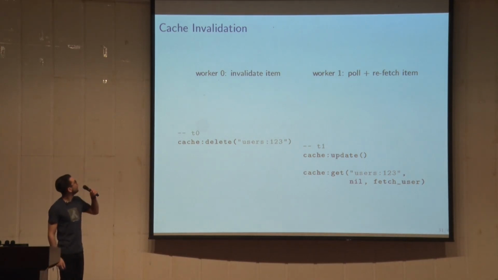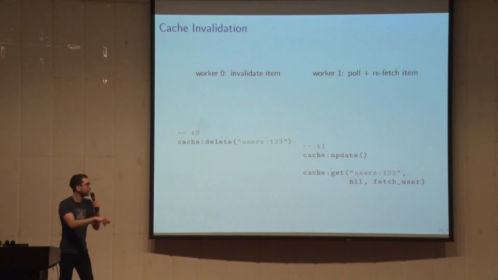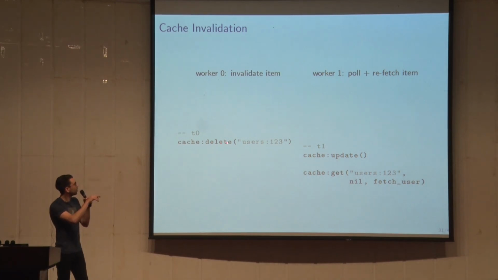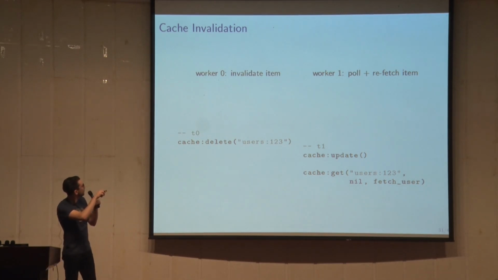So currently, the delete API, just like set as well, any write API can be called if in my Lua code path I call update, right? So I have two workers here, and the first one is going to run some code and eventually at T0 delete this key.